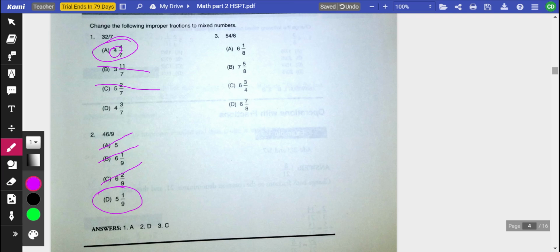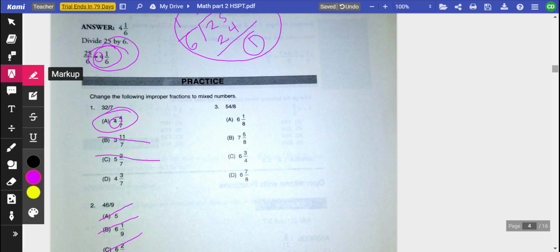But we also know 5 times 9 is 45. How many are left over? What's 46 minus 45? It's 1/9. That's it. Then let's look at this.